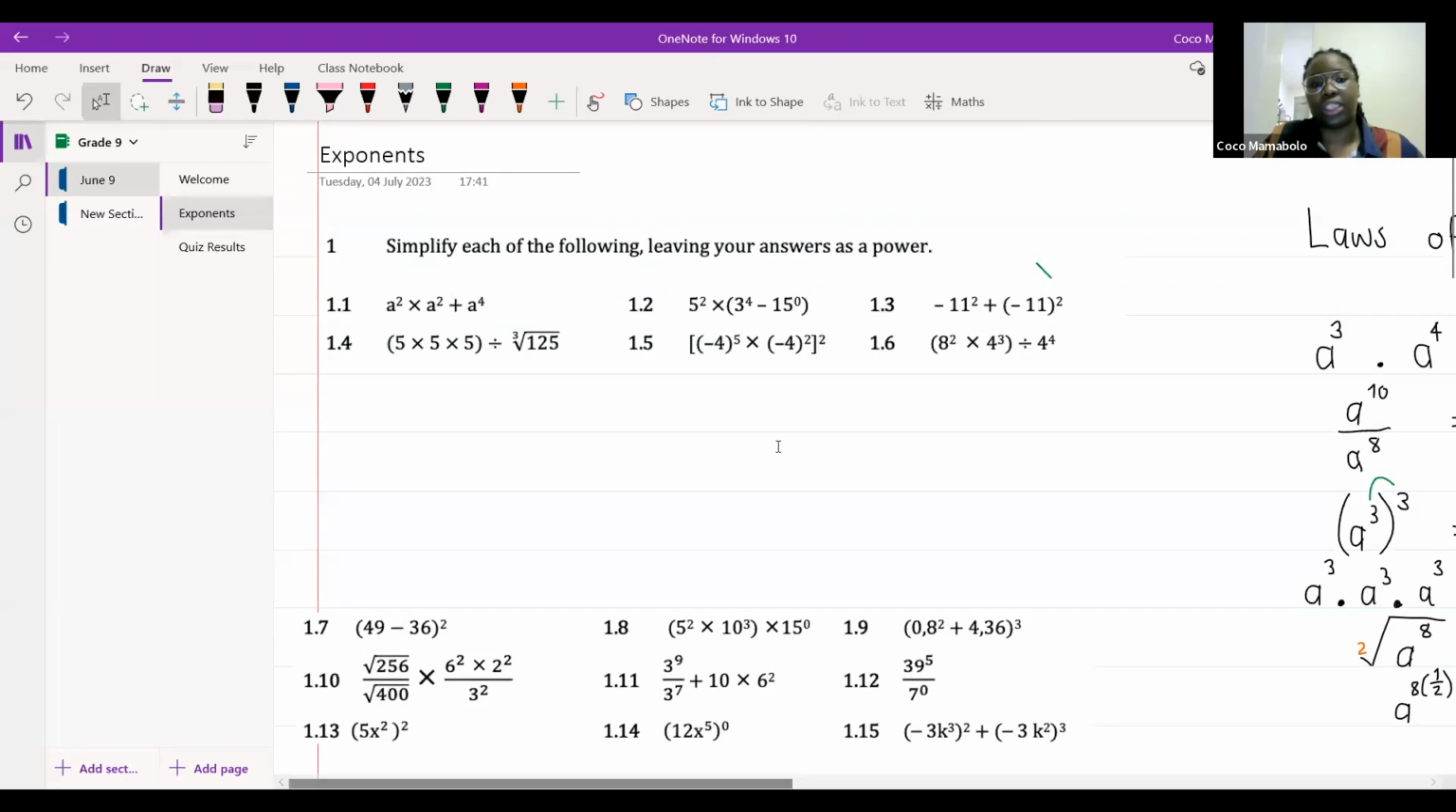Okay, we're going to start here. Now, it says, simplify each of the following. Leave your answers as a power. Now, let's start over here. Number 1.1.